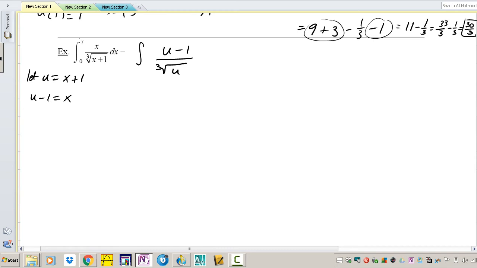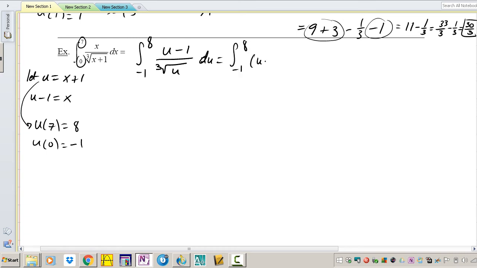I'm not going to rewrite the limits of integration. I'm going to change them by plugging in my 7 and 0. So u of 7, if I plug in 7 into my u function, it's 8. If I plug in 0 into my u function, it's negative 1. Okay, so it's from negative 1 to 8. Let's rewrite this integral from negative 1 to 8 of (u minus 1) times u to the negative 1/3 du.